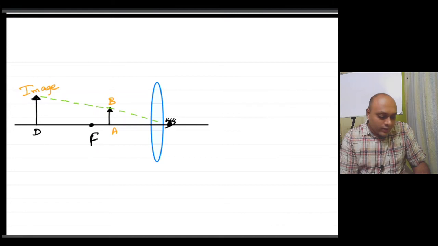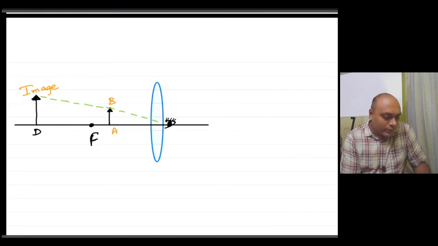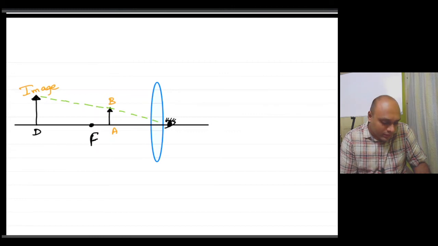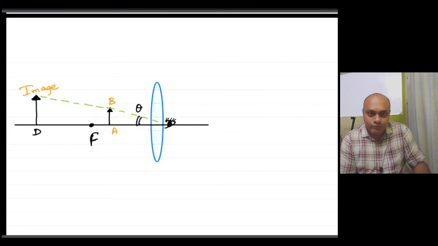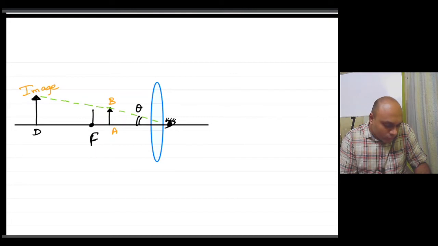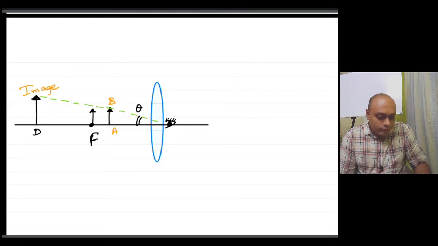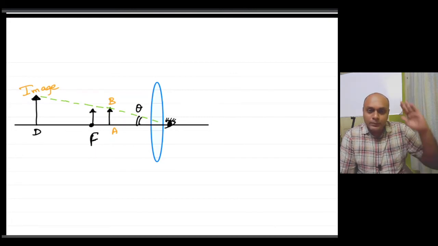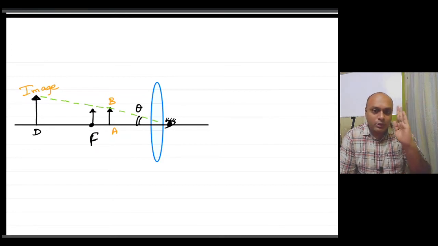Now in this case you will have a better angle. A greater angle will be formed at the eye compared to the previous case. So this angle theta now in the second case will be more, right? Because in the previous case the object was at focus. If the object is at focus, the image formation took place at infinity, the same object.